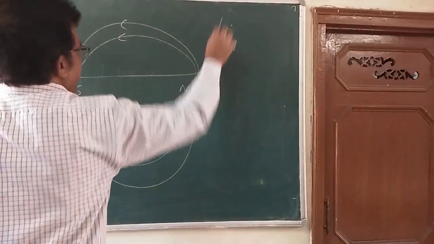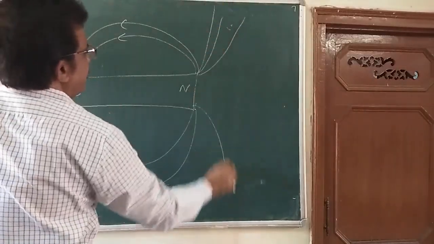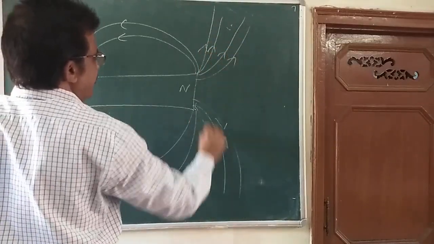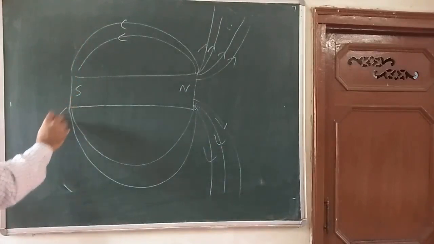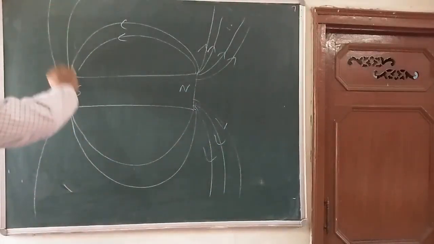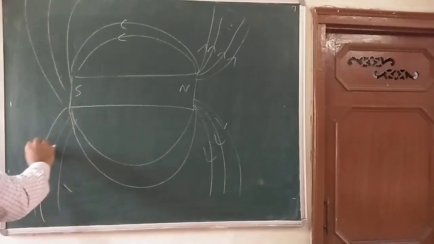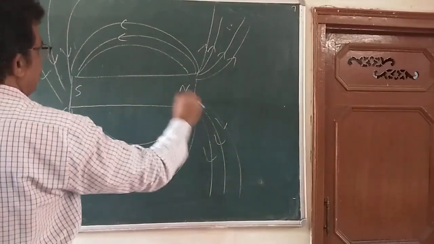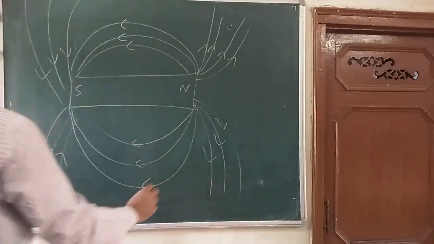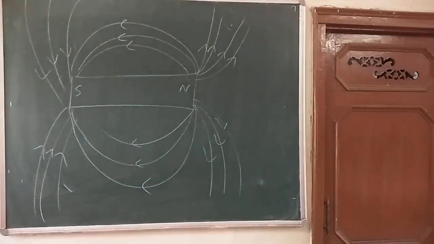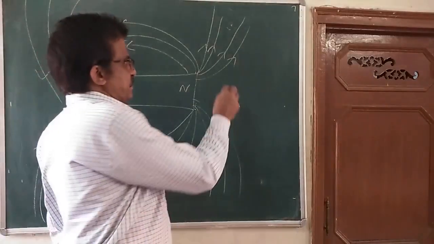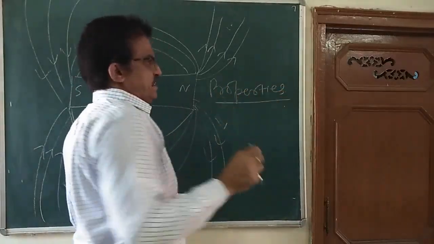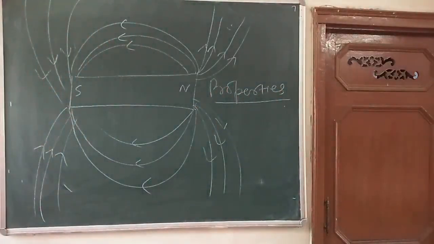Here, near the end of the bar magnet, the magnetic field lines are in this direction. Similarly, we can see like this. So dear children, draw this figure also. So what are you getting here? What are the properties of magnetic field lines? Write down the properties of magnetic field lines. First property.